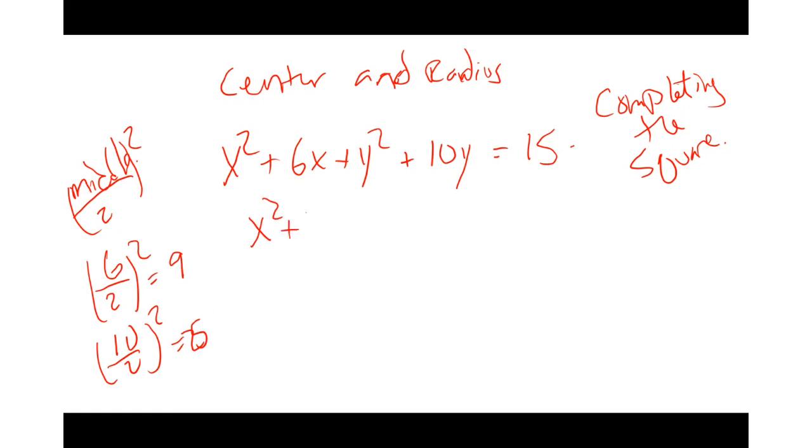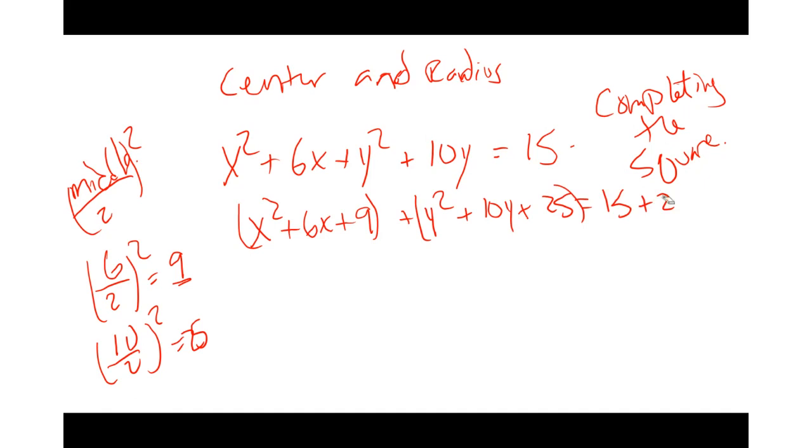X squared plus 6x plus 9, y squared plus 10y plus 25 equals 15 plus 9 plus 25. If I add this piece here and I add this piece here, I must add them here and here. Now, how does that help me? If I do this correctly, I should be able to factor this piece and this piece.